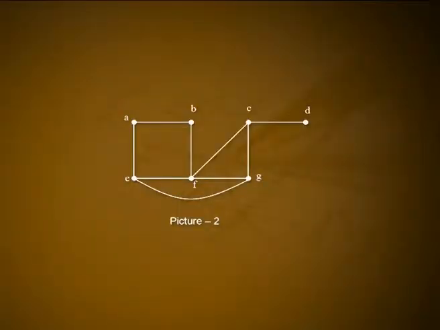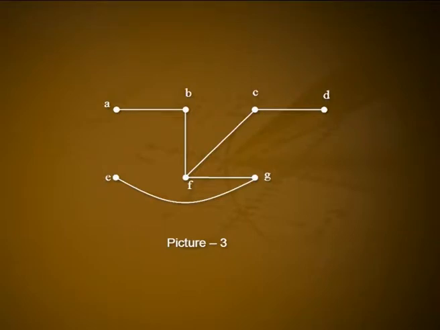Next, remove the edge EB to eliminate the second simple circuit. Finally, remove edge CG to produce a simple graph with no simple circuits. This subgraph is a spanning tree because it is a tree that contains every vertex of G, which is given in this figure.